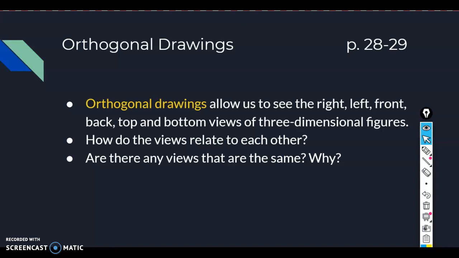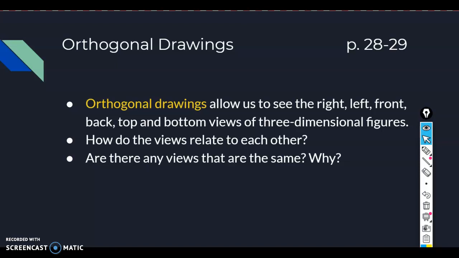Remember that orthogonal drawings allow us to see the right, left, front, back, top, and bottom views. How do these views relate to each other? Think about that. You may notice that opposite pairs, front and back, top and bottom, and left and right sides are the same because parallel faces are congruent in a right prism. These views, again, are the same because parallel faces are congruent in a right prism.